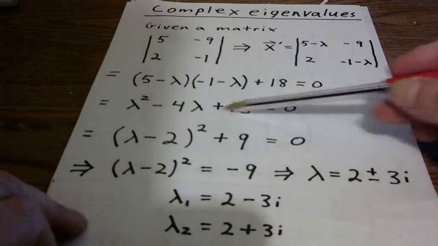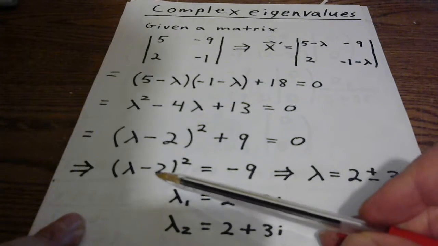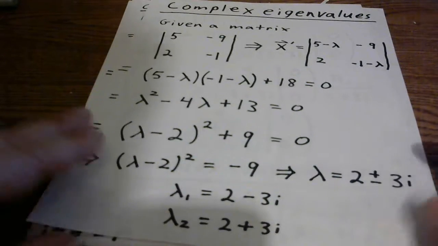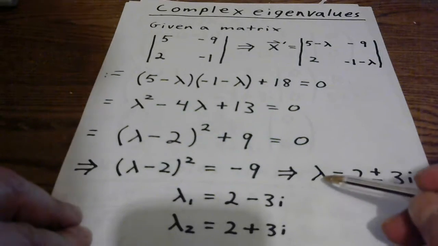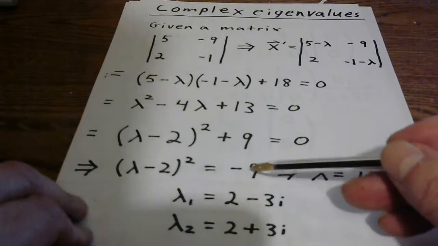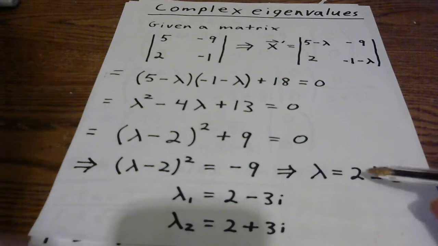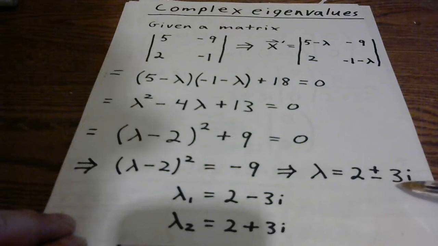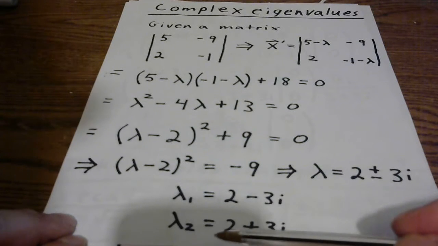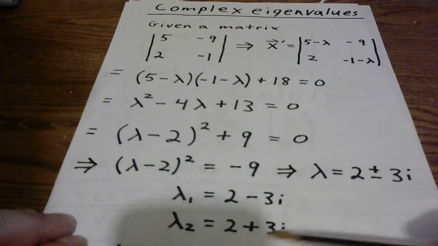And moving on, I factored the result and ultimately calculated that lambda minus 2 squared equals negative 9. And of course, as you should recall, this will give us a result where lambda minus 2 equals the square root of negative 9. And of course, the square root of a negative number yields an imaginary number. So we wind up with this result for lambda, which yields these two results for our two eigenvalues. Eigenvalue 1 is 2 minus 3i. Eigenvalue 2 is 2 plus 3i.